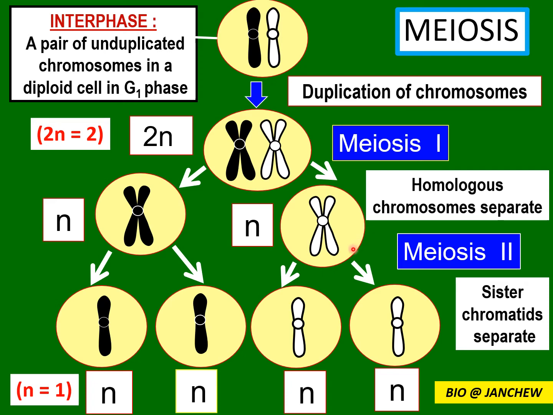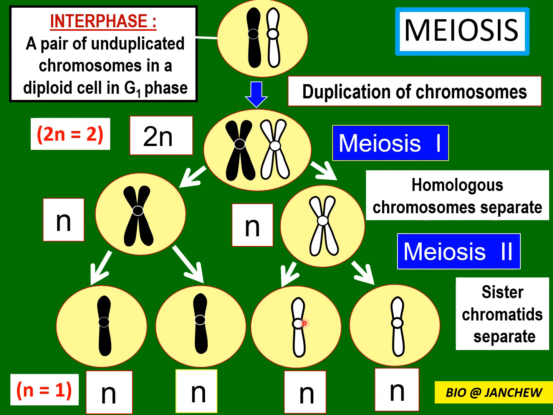So the end result is that for each cell here, 2 daughter cells are produced. For this cell, after cytokinesis, 2 daughter cells are produced. So after meiosis 1, there's cytokinesis, and after meiosis 2, there is again cytokinesis.